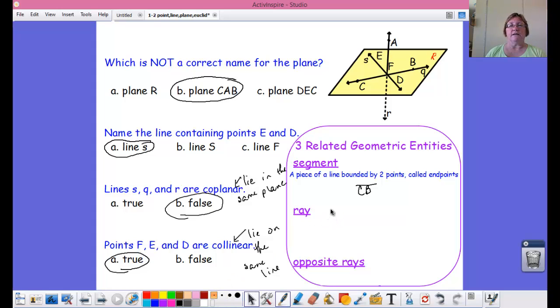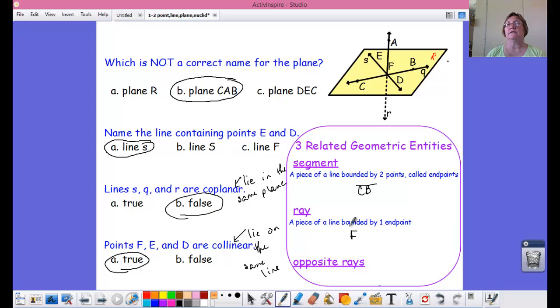A ray, folks, is also a piece of a line, but this time it's a piece of a line bounded by only one endpoint. You use two letters when you're talking about a ray. The first one is the endpoint. So I'm going to talk about the ray FB here.